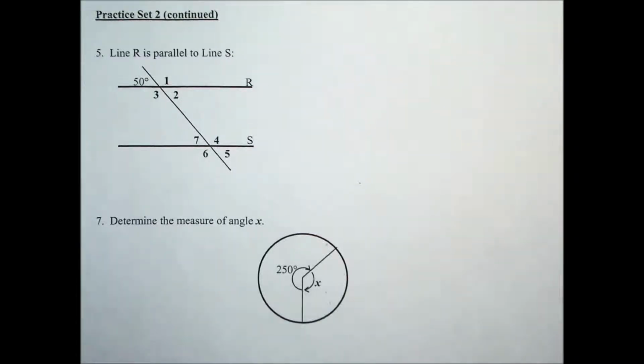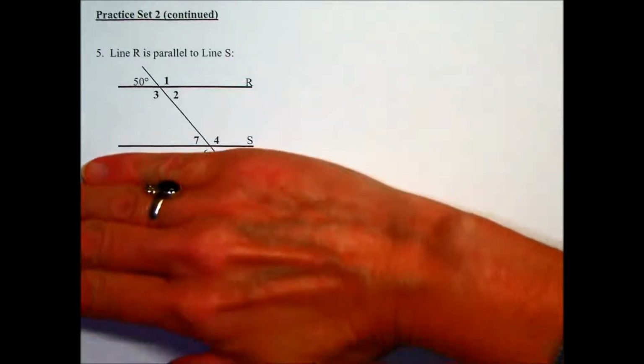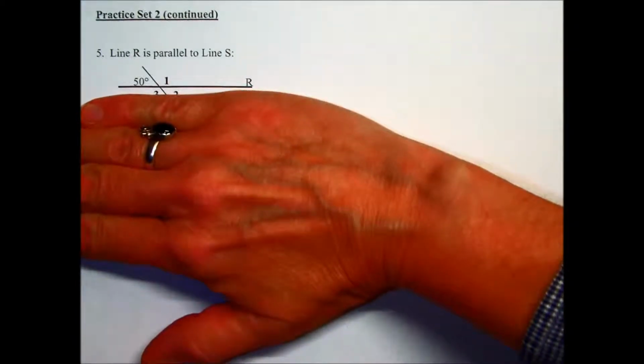Practice set 3. For each problem, determine the measures of the missing angles. In problem number 5, we're given that line R is parallel to line S. When we're given a diagram with a lot of detail in it, a good technique is to cover up as much of that detail as we can to try and solve the problem.